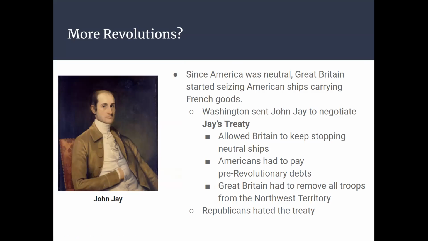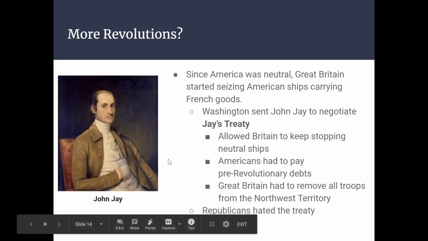Now, America is neutral, and because Great Britain and France were upset that we are trading with the other country, they begin to attack our ships. Great Britain starts seizing our American ships that were going to France. And Washington needs to do something about this to stop them from taking our ships. So he sends John Jay, here he is, to negotiate a treaty with the British.